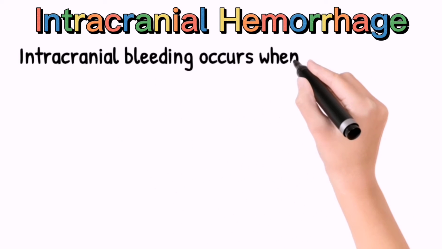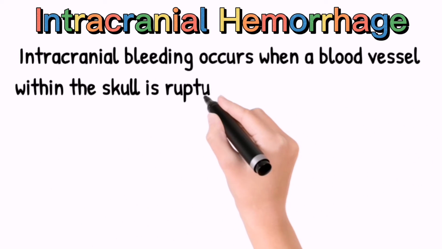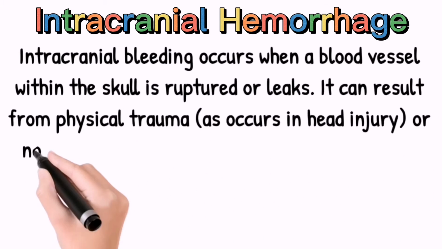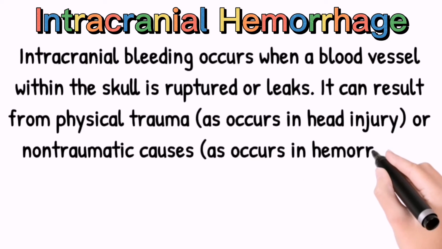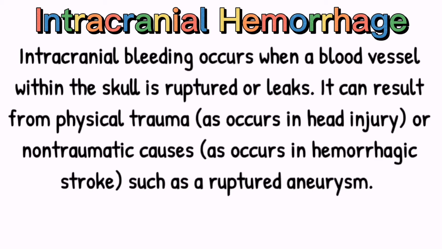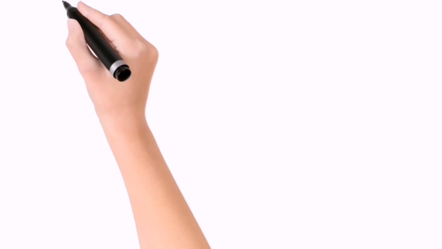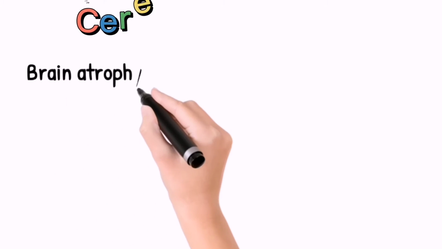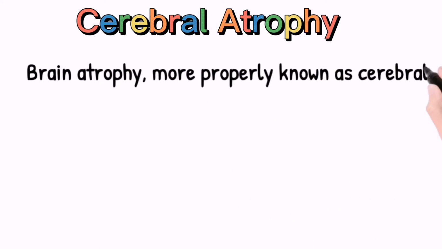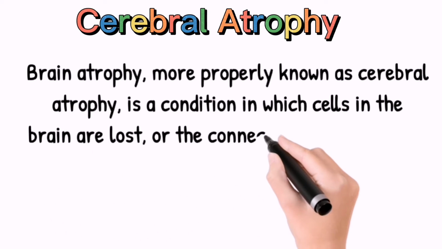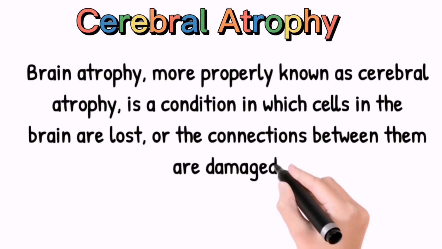An intracranial bleeding occurs when a blood vessel within the skull is ruptured or leaks. It can result from physical trauma, as occurs in head injury, or non-traumatic causes, as occurs in hemorrhagic stroke, such as ruptured aneurysm. Another indication for CT scan of the head is cerebral atrophy. Brain atrophy, more properly known as cerebral atrophy, is a condition in which cells in the brain are lost or connections between them are damaged.